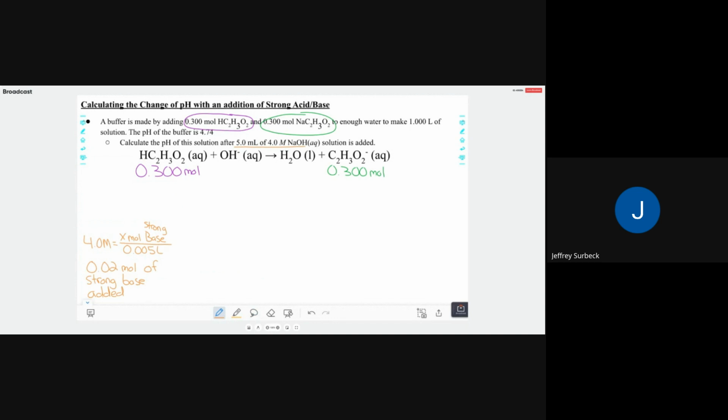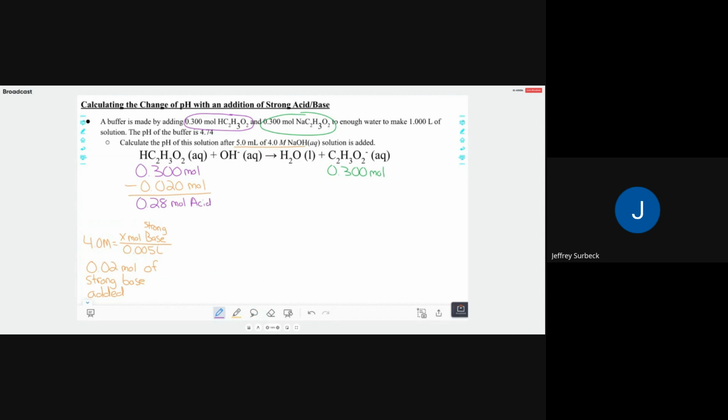It is going to react with the acid, and there's a little bit more to that. But what happens? The base reacts with the acid, and it takes away exactly 0.020 moles of our base. So if we take 0.3 minus 0.02, we end up with 0.28 moles of acid that remains.